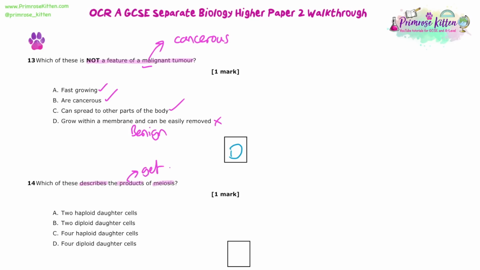Which of these describes the products of meiosis? Okay, so products means like what do you get at the end? Meiosis is obviously the type of cell division that produces gametes. So hopefully we know that if we're producing gametes, we're looking for haploid cells, not diploid cells.